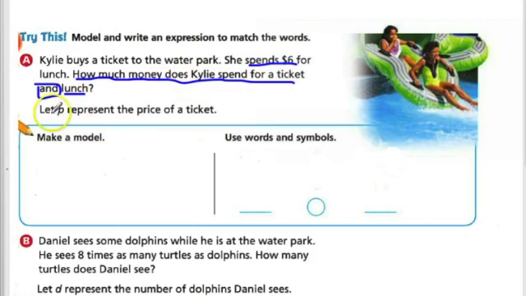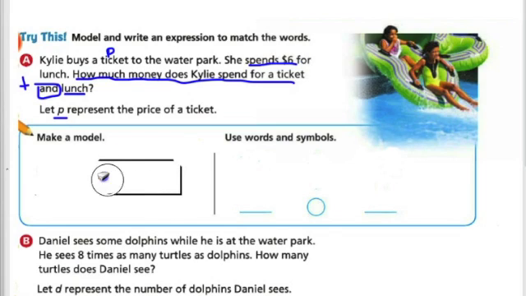Well, we want to let P represent the price of the ticket. So they're telling us what variable we're going to use. P is the variable we're going to use to represent the price of the ticket. So she buys a ticket. So P is the ticket because we do not know the number. That's our unknown. So we need to make a model to show that we're going to join equal groups. And remember, we're probably going to be adding, so we're going to join equal groups. So my model will simply look like this.